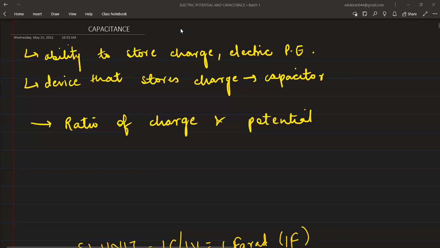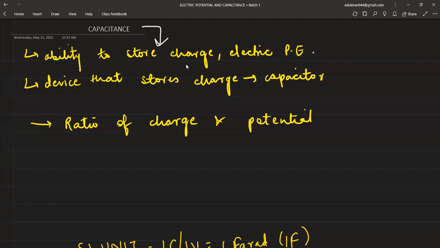See, what is meant by capacitance? The ability to store charges is called capacitance, and the device that does this is called a capacitor. So capacitance is the ability to store charge, or electric potential energy you can say. And the device that stores the charge is called a capacitor.